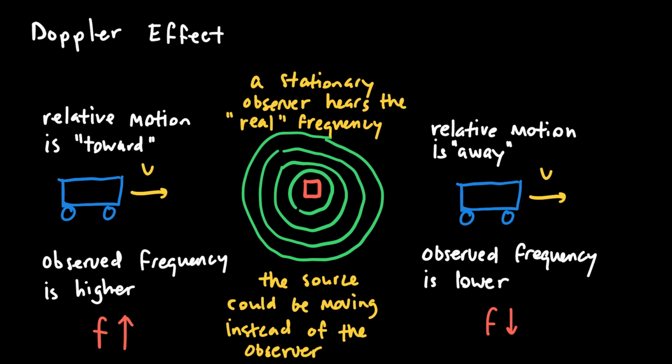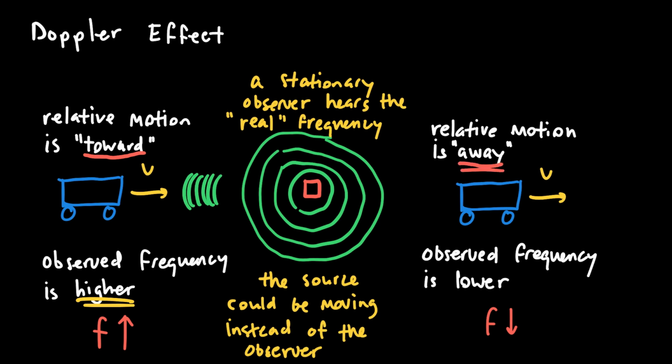And there's a little car on the left-hand side, and it's traveling toward the speaker. What's going to happen is, as it travels toward that speaker, the wave fronts relative to the car are going to bunch up, and they're going to get closer to each other. So the relative motion between the car and the speaker is toward. It's moving toward the speaker. And if it's moving toward the speaker and those wave fronts are bunching up, then it is going to observe a higher frequency.